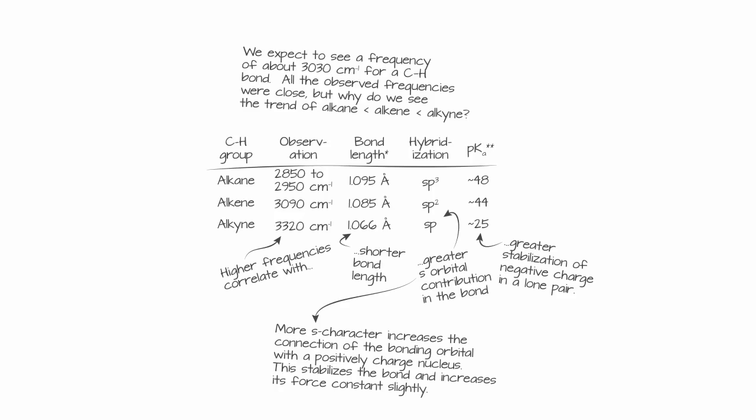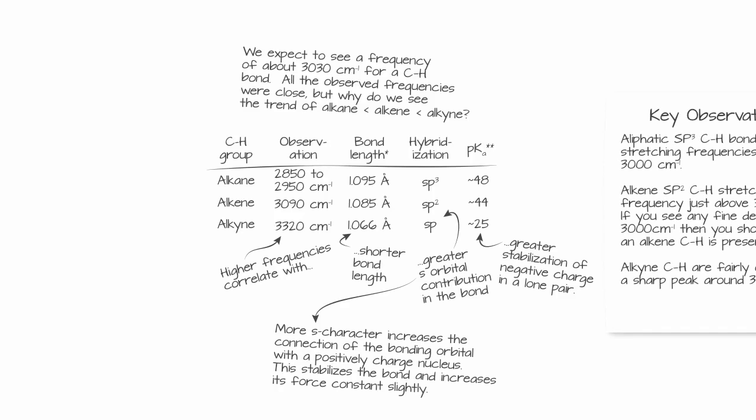S orbitals have a much greater connection to the positive charges in a nucleus than p orbitals, which have a node at the nucleus. So the more S character that you have in an orbital, the greater contribution of the positive charge of the nucleus to stabilizing those electrons. This leads to the orbital being tighter, which means, of course, you're going to have a shorter bond length. Tighter orbitals are going to give tighter bonds. And, of course, orbitals that have more connection to the positive charges in the nucleus are going to stabilize a negative charge in the lone pair better. So it seems that SP, more S character, leads to higher frequencies, and that's why we see higher frequencies with SP hybridized alkyne systems.